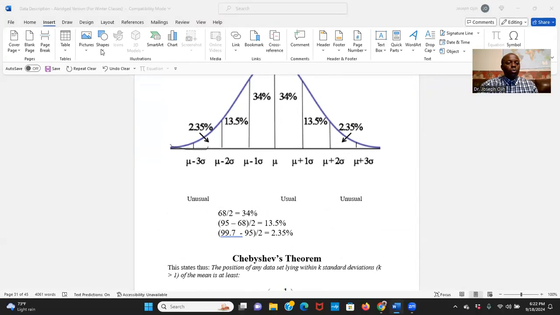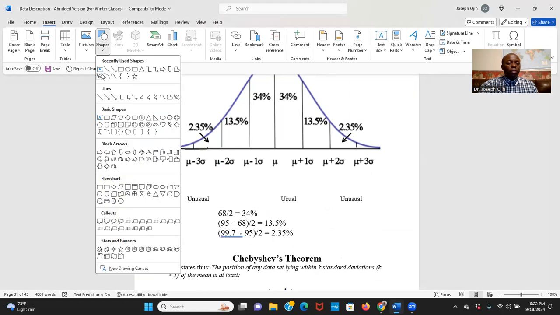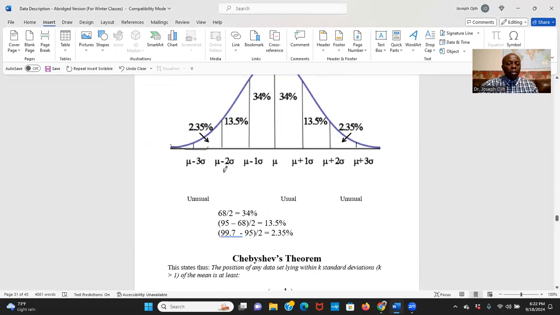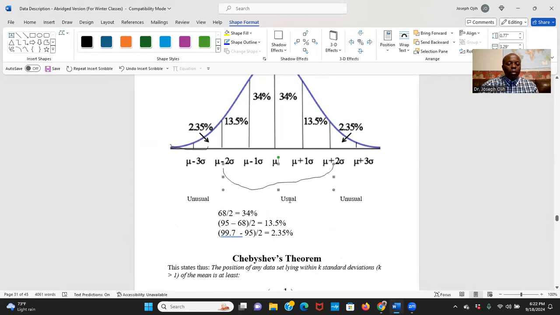So long as it falls within 2 standard deviations, from here to here, it is considered usual. But if it falls outside that, like from here, on the 3 standard deviation on the left side, more than 2 standard deviations on the right side, left side and right side, is considered unusual. So the normal range is when it falls within 2 standard deviations on both left and right sides. Okay.